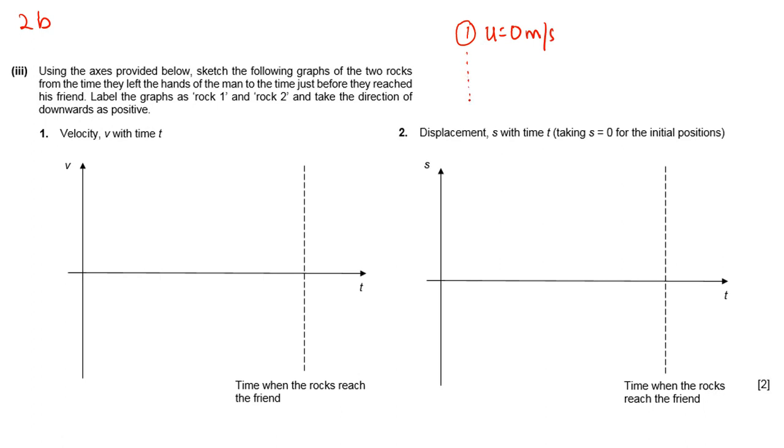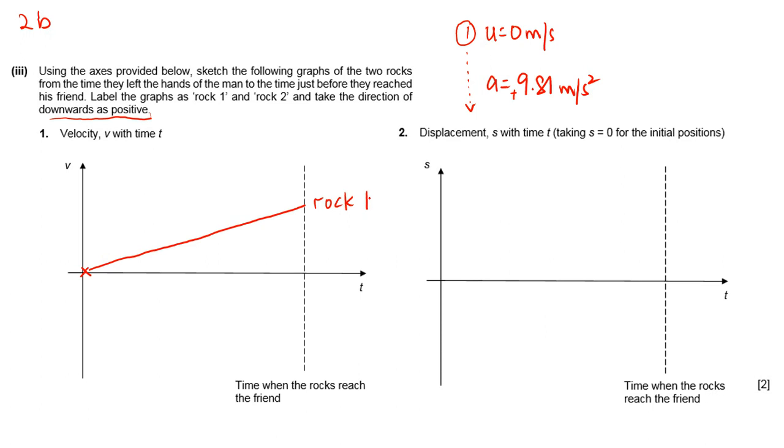After that, the rock will fall under the effect of gravity. The acceleration will be 9.81 meters per second squared. And since we are taking downward as positive, the a will be a positive 9.81. So to draw the graph for rock 1, I should start with initial velocity 0. Acceleration is constant and it's positive, therefore the gradient should also be positive and constant until the time when it touches the friend. So this is for rock 1.